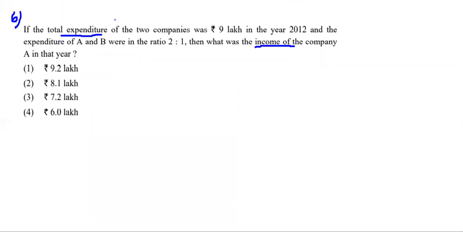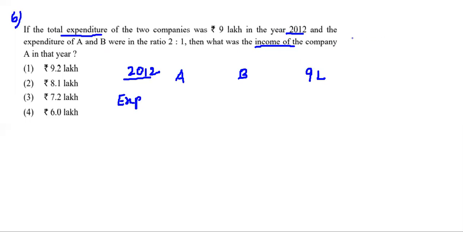It's given that the total expenditure of the two companies was 9 lakh in the year 2012. So we have company A and company B, and the total expenditure is given to be 9 lakhs, in the year 2012. Let's also note the year, because it is important. We have 5 different years, so it's very important for us to note the year also. So in the year 2012, for companies A and B, the total expenditure is 9 lakhs.